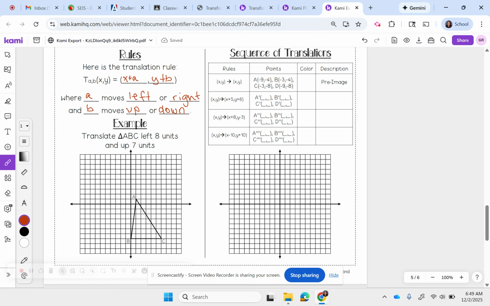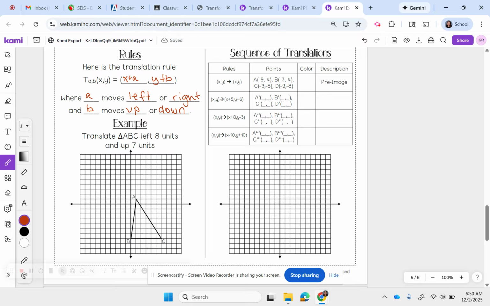Okay. So we have been given a pre-image on this graph. If it helps you to first number this, please do that. I apologize for not providing numbered coordinates. This is just how this came. But it is asking us to translate this triangle left 8 units and up 7 units.